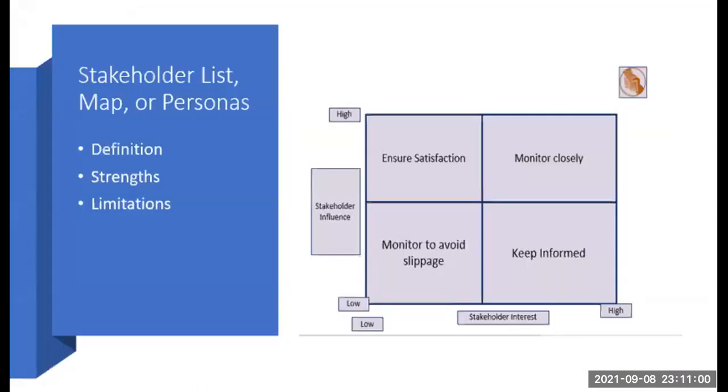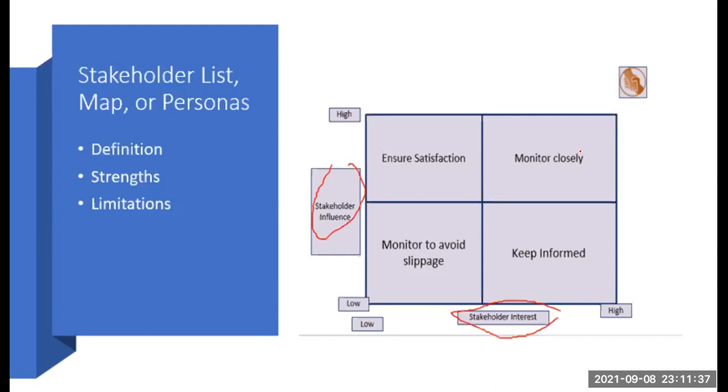Okay, so the next technique is the stakeholder list, map or personas. This is something we discussed previously. This is where you list out all your stakeholders and then fit each of them into one of the four quadrants. On the axes, you demonstrate the stakeholder interest for your project and the stakeholder influence, and you put each of them into these four quadrants.